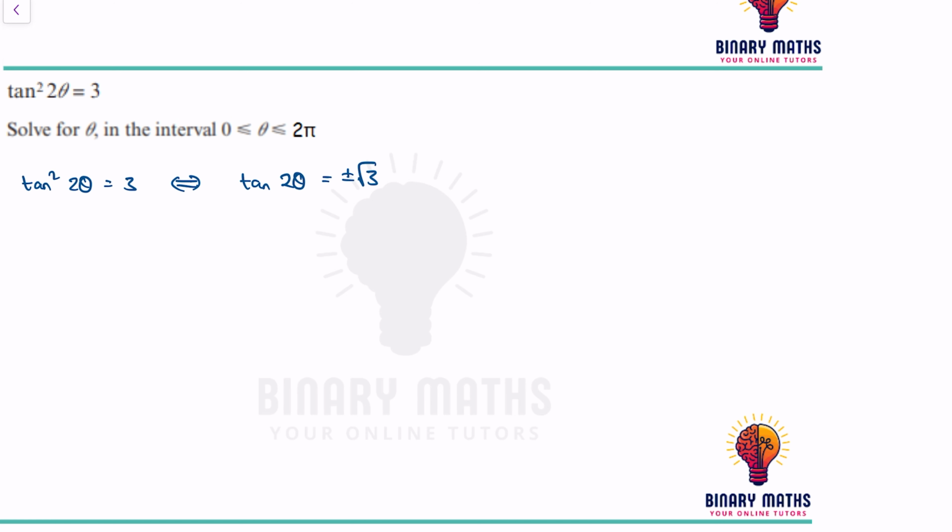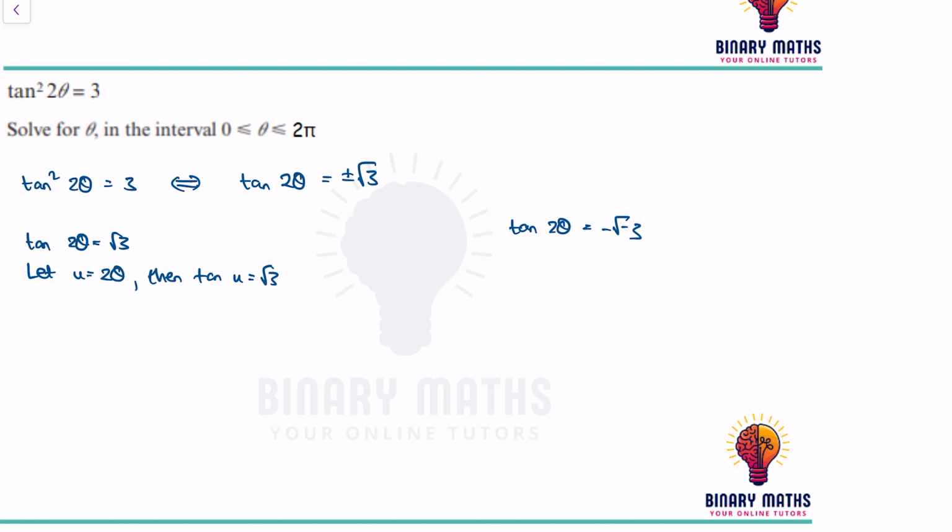So that means there's two sets of solutions, which is either tan 2 theta is equal to root 3, or tan 2 theta is equal to negative root 3. So we get two sets of solutions. So let's solve each one separately. So let u be equal to 2 theta, then tan u is equal to root 3.